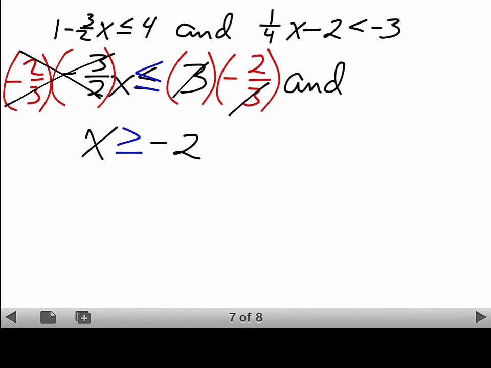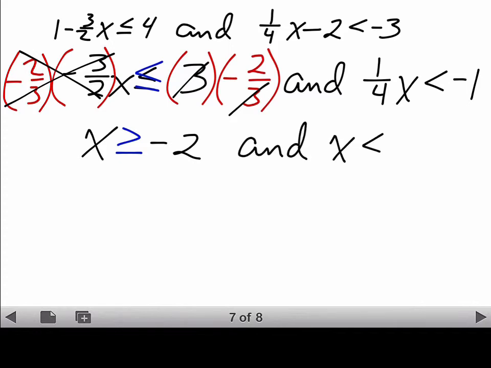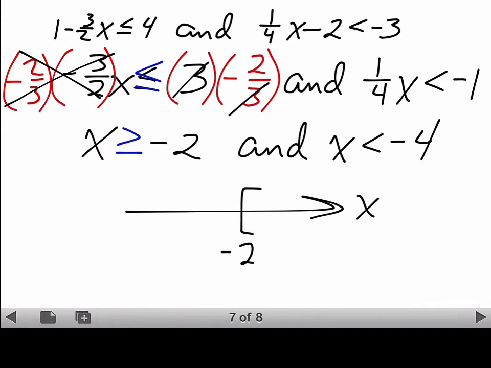And when I add 2 to both sides, I have 1/4 x is less than negative 1. And then when I multiply both sides by 4, nothing switches around. We're multiplying by a positive, and so x is less than negative 4. The graph will look like a square bracket at negative 2 opening to the right, because x is greater than or equal to negative 2, and parentheses opening to the left at negative 4 with shading to the left, because x is less than negative 4.